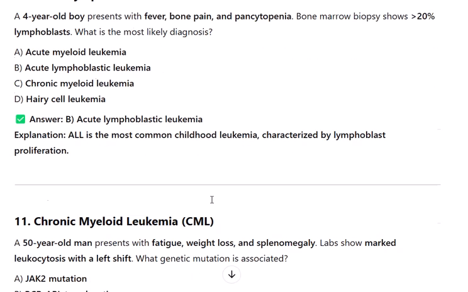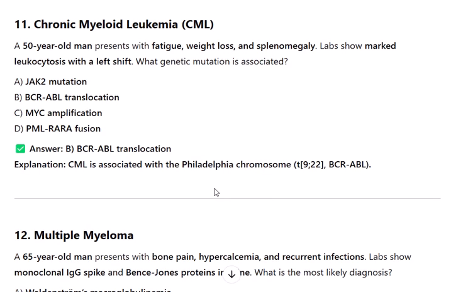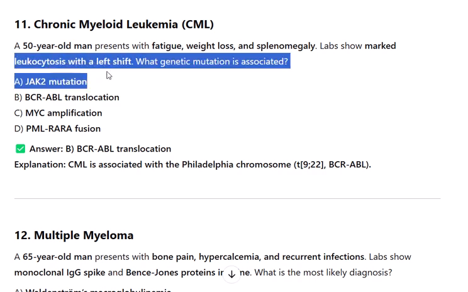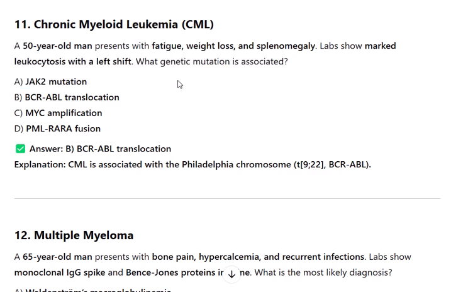11. Chronic myeloid leukemia, CML. A 50-year-old man presents with fatigue, weight loss, and splenomegaly. Labs show marked leukocytosis with a left shift. What genetic mutation is associated? A. JAK2 mutation. B. BCR-ABL translocation. C. MYC amplification. D. PML-RARA fusion. Answer B. BCR-ABL translocation. Explanation: CML is associated with the Philadelphia chromosome, t(9;22) BCR-ABL.